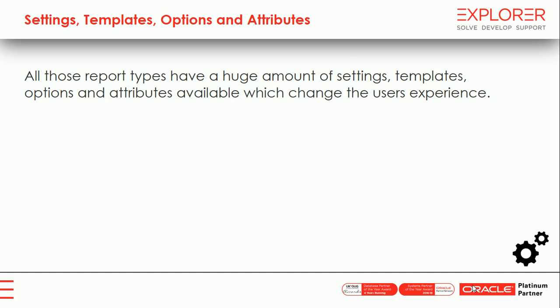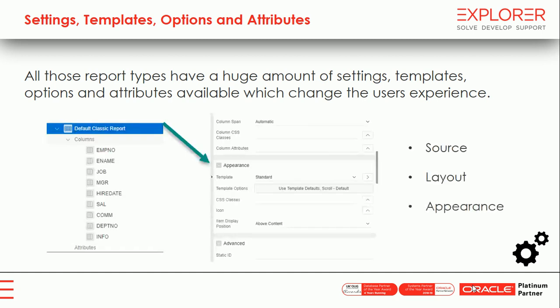The topic that I want to talk about now is the settings, templates, options and attributes that are available on these report types. As the developer, after creating your region and selecting either the region, any of the columns returned from the source query, or the attributes from within the rendering tree, we are then presented with a large array of parameters which we can change.